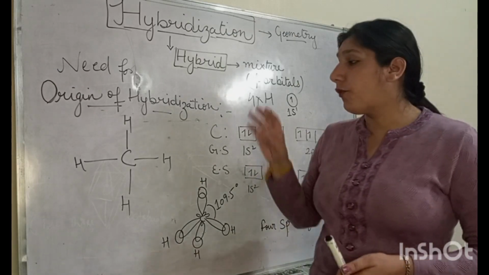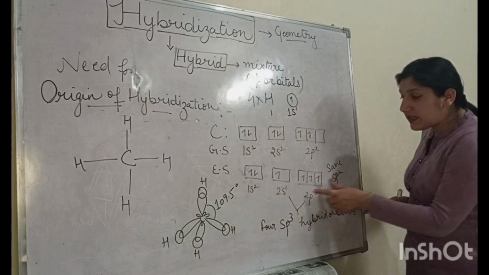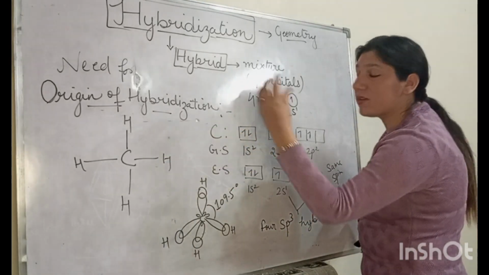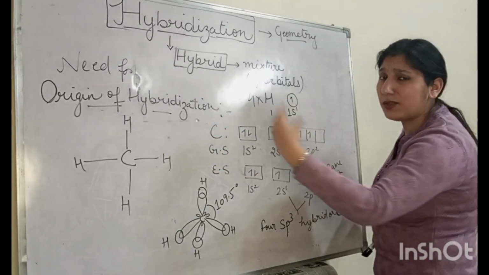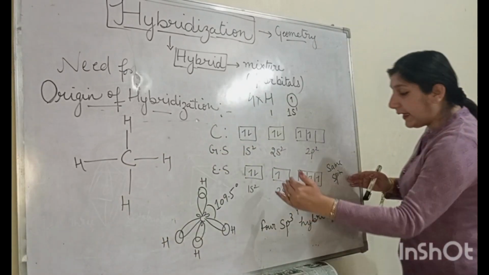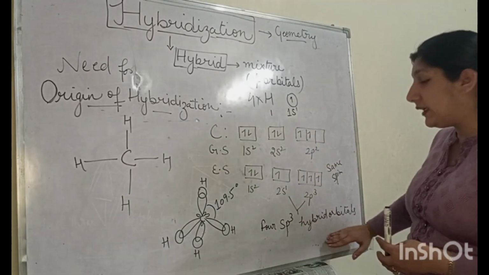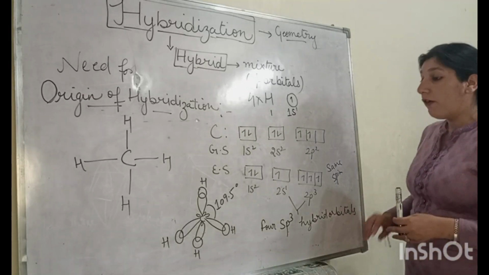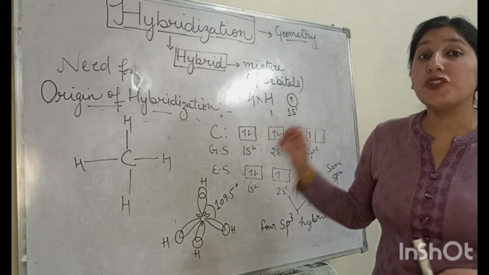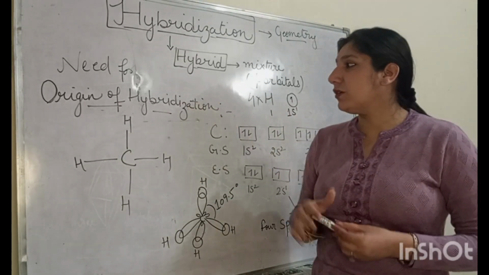It means before any bond is formed in any molecule, the valence orbitals of the central atom, be it metal or non-metal, combine and hybridize to give rise to degenerate valence orbitals, leading to the particular symmetry or geometry of any molecule. So this was all about the origin of hybridization.